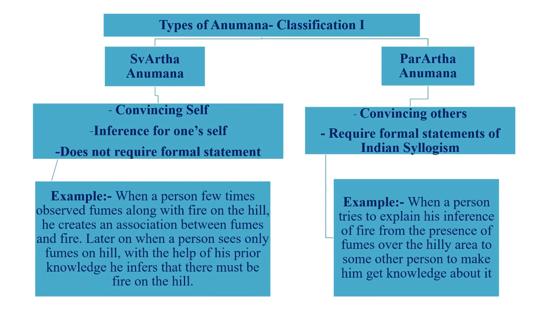On the basis of Nyaya Darshana, there are two types of Anumana. One is Swartha Anumana and second is Prartha Anumana. Swartha means self. When you are convincing yourself, when you are trying to give examples to yourself, that time it is going to be Swartha Anumana. You do not need to give any formal statement for it.